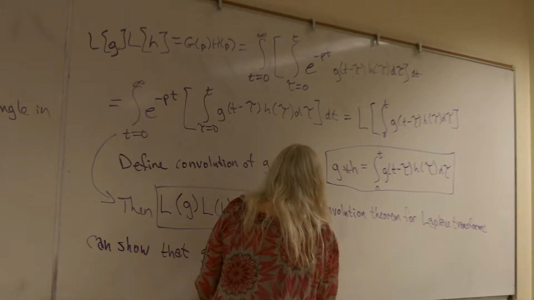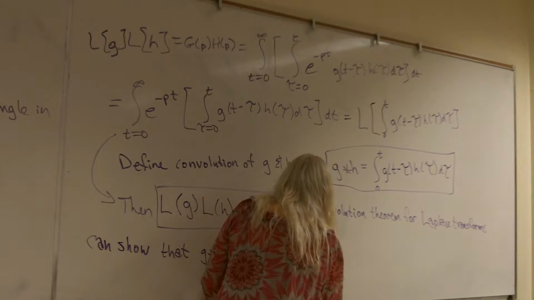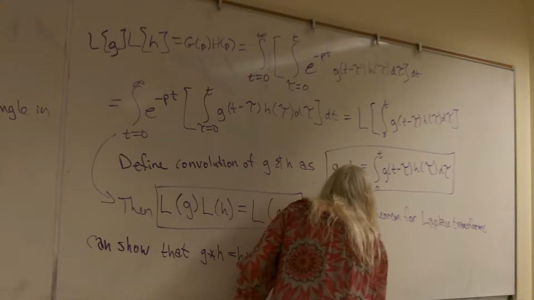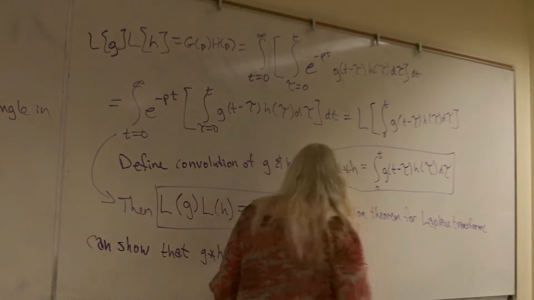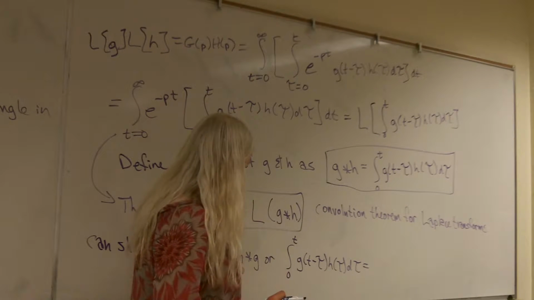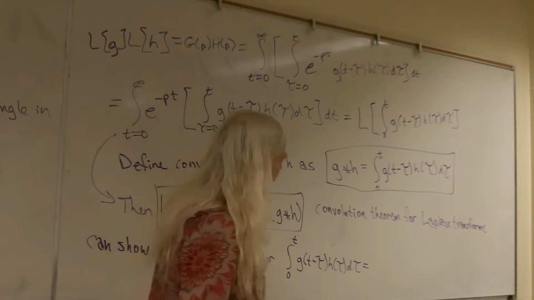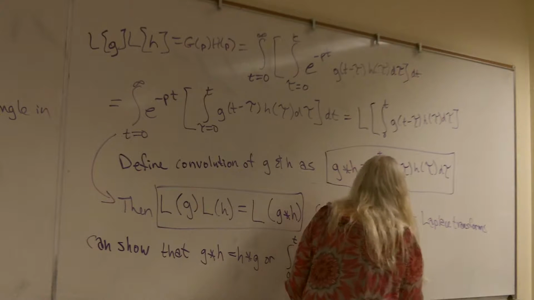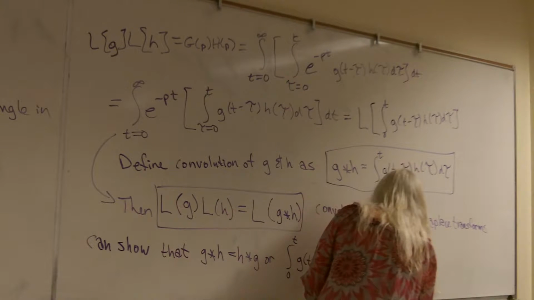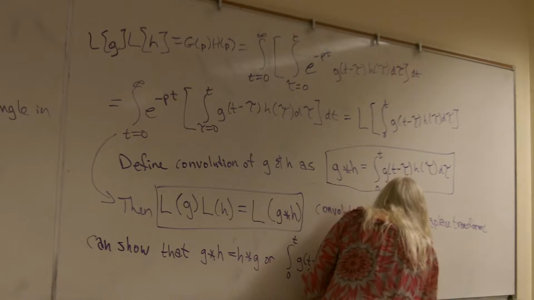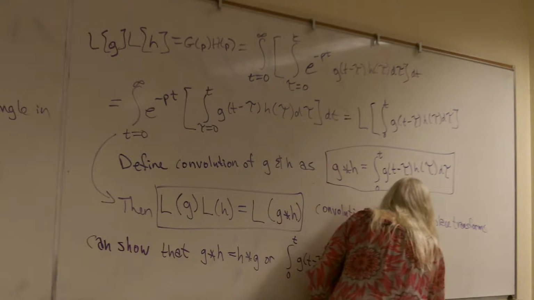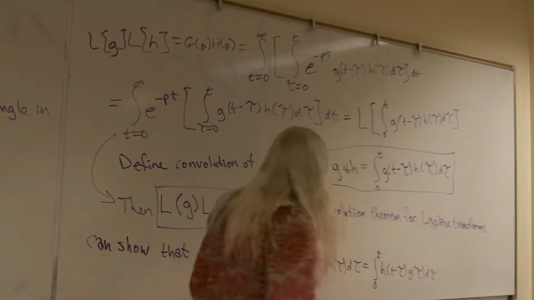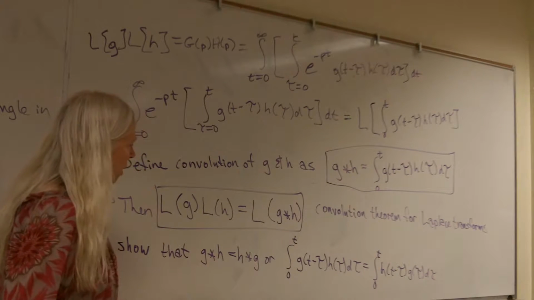So, in other words, this tells us the integral from 0 to t of G of t minus tau times H of tau d tau is equal to the convolution of H and G. In other words, switch the roles of H and G in the definition here. So the integral from 0 to t of H of t minus tau times G of tau d tau. Right? Those two integrals are equal to each other.